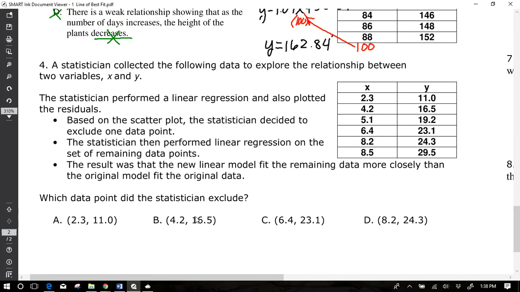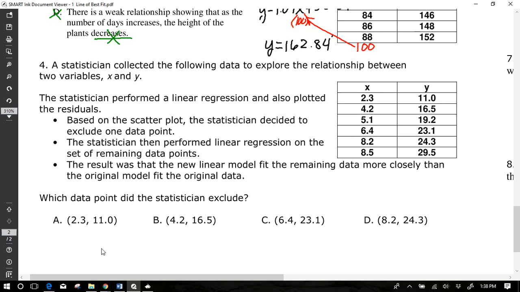All right, so I've given you just a minute to read through this and to think about how you might determine an answer. I just want to read through this and highlight some important information. A statistician collected the following data to explore the relationship between two variables, X and Y. They're not really explaining what these variables represent or what the numbers mean, and that's okay. The statistician performed a linear regression and also plotted the residuals.